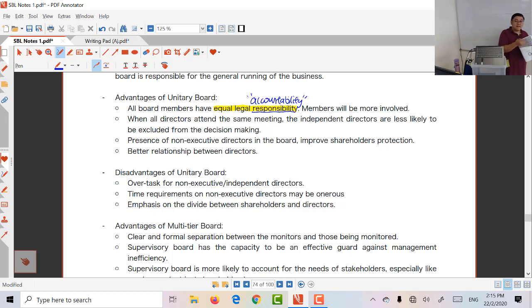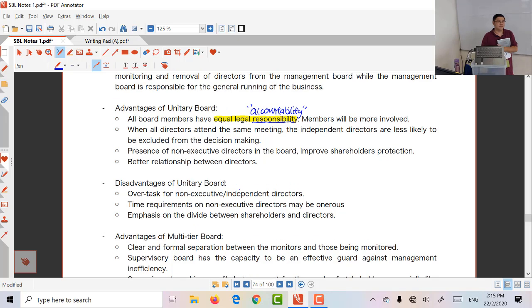So if anything happens, you die first. They send you to jail because they say, I'll charge the director. Now, if that is what we are saying, then logically, as an NED, how do you protect yourself?